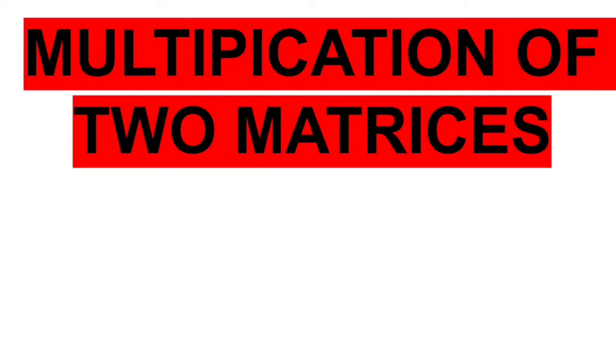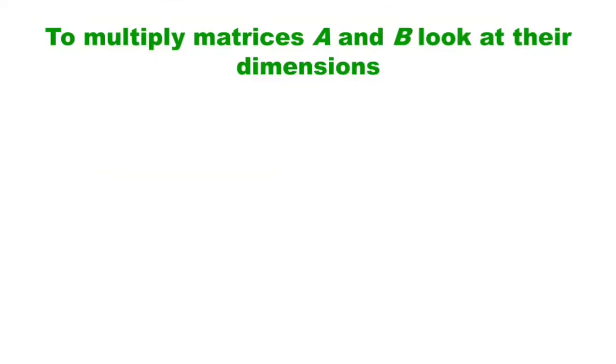Now, multiplication of two matrices. This part is very, very important. To multiply matrices A and B, look at their dimensions. Here the dimension is very important. Suppose matrix A has order m by n and B is n by p. Now you have to observe here: the order of a matrix is always row by column. The number of rows is m and the number of columns of matrix A is n. The number of rows of the second matrix is n and the number of columns of the second matrix is p.